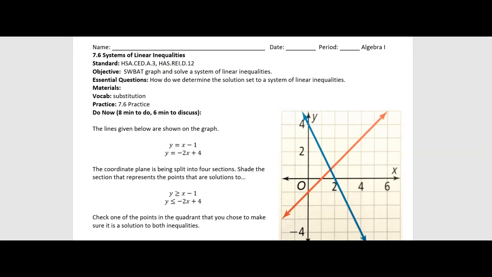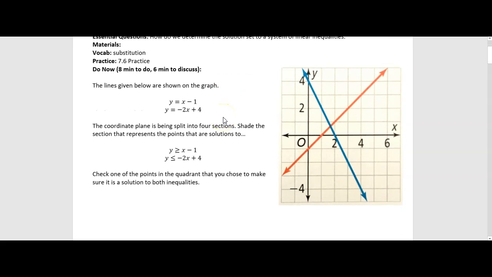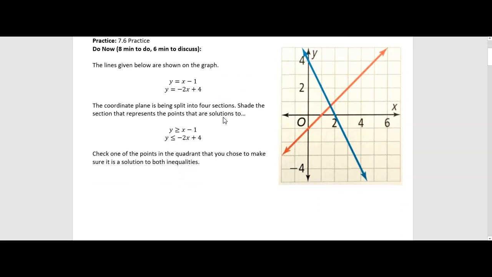Today we're going to finish up our unit on systems of linear equations by talking about systems of linear inequalities. So let's just jump right in. Down below it says the lines given below are shown in the graph. We have y equals x minus 1 and y equals negative 2x plus 4. And these are going to act as our boundary lines, right?